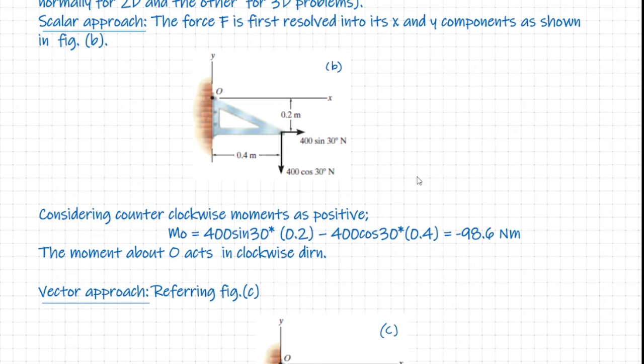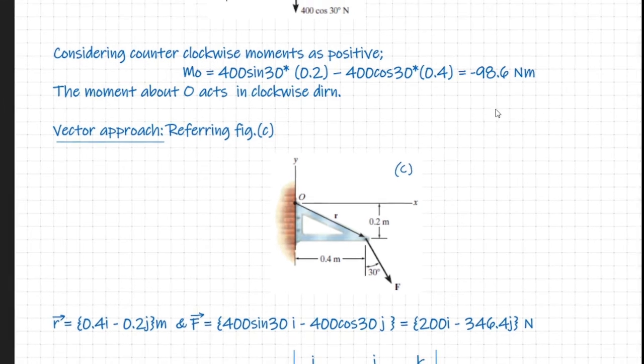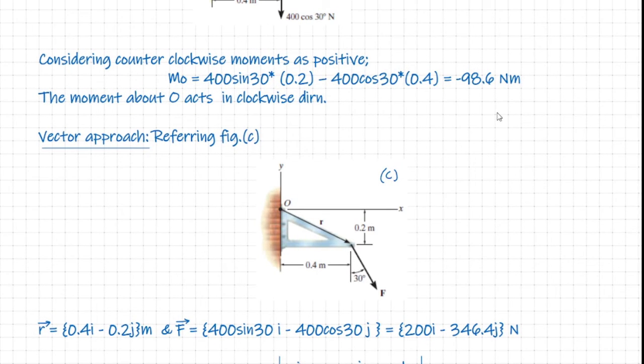Now let us solve the same problem in the vector approach. Obviously, in the vector approach, first of all we need to conveniently define the position vector that is directed from the point O to any point on the line of action of the force F. Now in the problem, the coordinate of one point on the line of action of the force is already given, which can be conveniently used in the definition of the position vector.